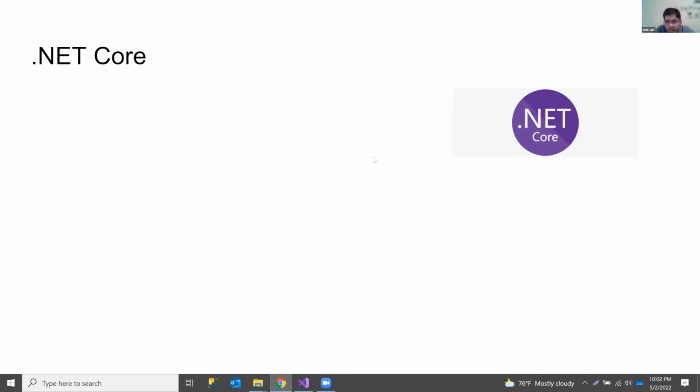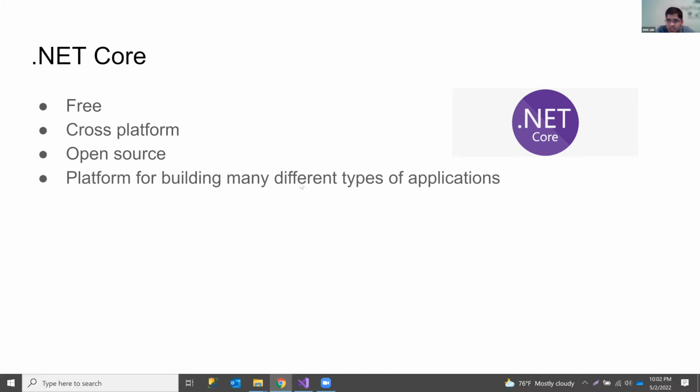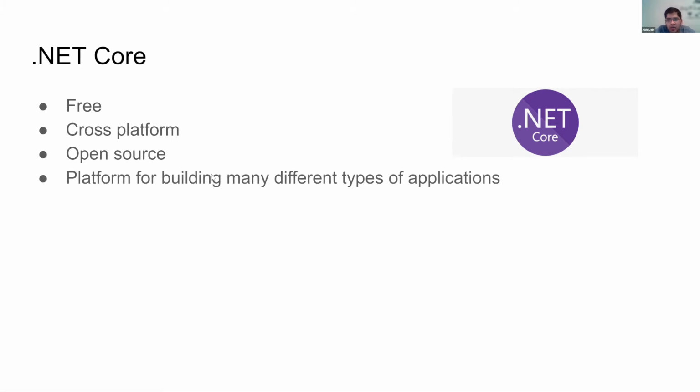All right. So exactly right. I think most of the people got the answer about .NET Core. That's exactly right. So first of all, .NET Core is free. It's cross-platform. It's open source. It's a platform for building many different types of applications, right? You can build a web application. You can build a mobile application. You can build a desktop application. You can build IoT and game development. You can do so many things using this .NET Core framework.